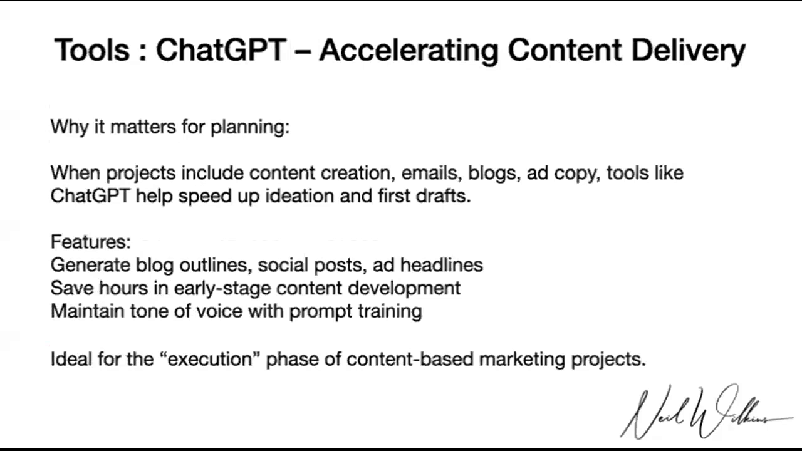ChatGPT, for example, is a tool for accelerating content delivery. It's ideal for the execution phase of content-based marketing projects. When projects include content creation, like emails, blogs, ad copy, tools like ChatGPT can really help to speed up the ideation of the kind of content you want and help you with the first draft too. So it can generate blog outlines or social posts or ad headlines. It's going to save you hours in the early stage of content development. Literally, it can turn things that would normally take you as a human hours to write into seconds.